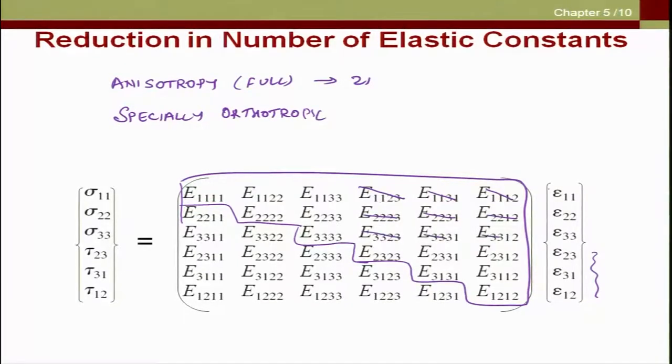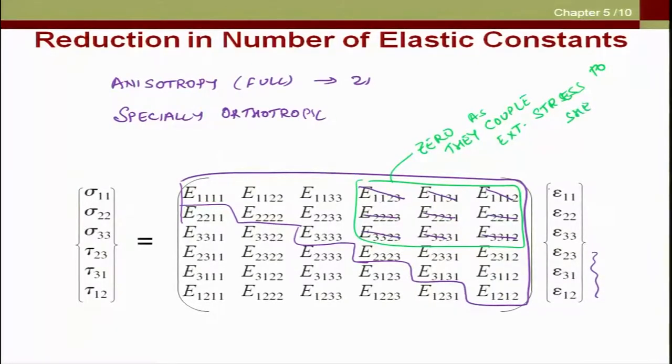Similarly, these three terms will be 0, because all these terms couple the shear stresses with shear strains. So, I will put that in a different color. All these terms will be 0. Why? As they couple extensional stresses to shear strain. And if we want that their connection should be non-existent, then these terms have to be 0.